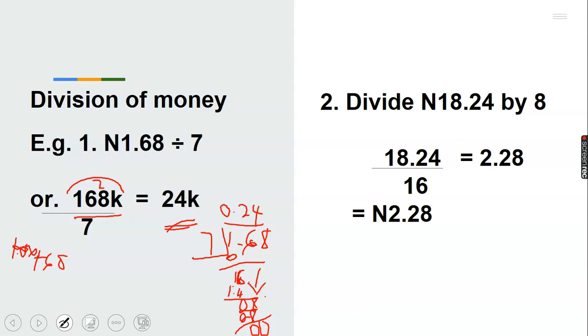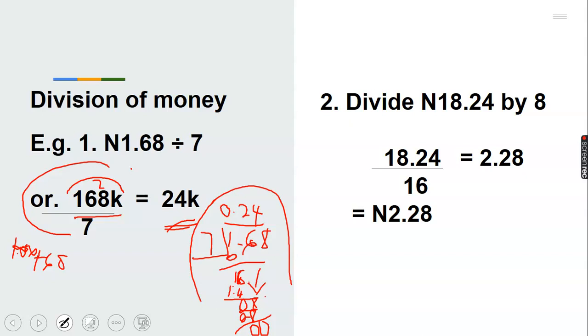Now let's look at the second example again. I hope you understood this first example. Let's look at the second one. You are going to understand it better by the time we look at this one. Divide 18 naira 24 kobo by 8. You know, like I said earlier on, you can divide in this place. Look at this example that we have here. We divided with the naira first. In this first method I gave you, we change the naira to kobo. Now look at this one. We are not changing the naira to kobo. We want to divide because 16 can go in 18. So 16 in 18.